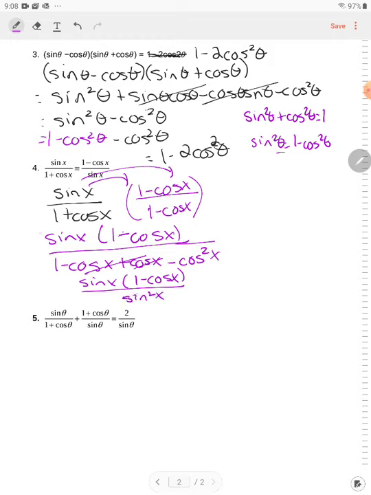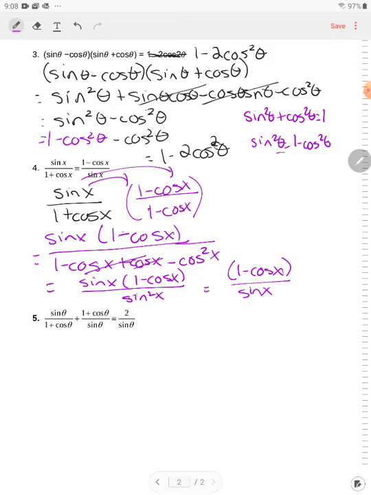So if we go ahead and divide sine of x by sine squared of x, we will get 1 minus cosine of x over sine of x. And if you look, this is what our right-hand side was.